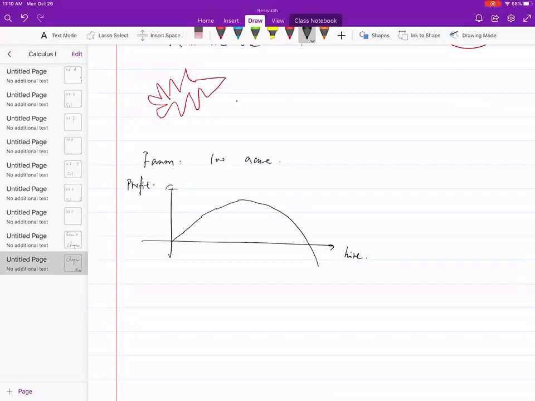Sounds good? So how do you maximize your profit? You want to hire this many people. Period. Okay, where is that? We will use calculus to find the maximum and the minimum. Make sense here?